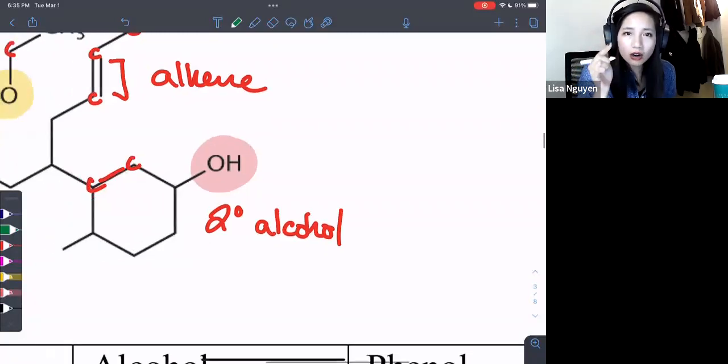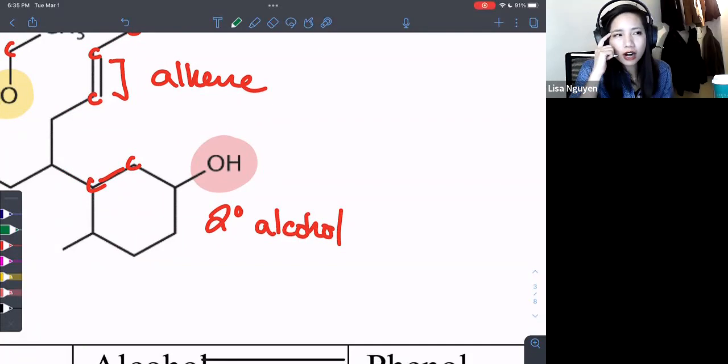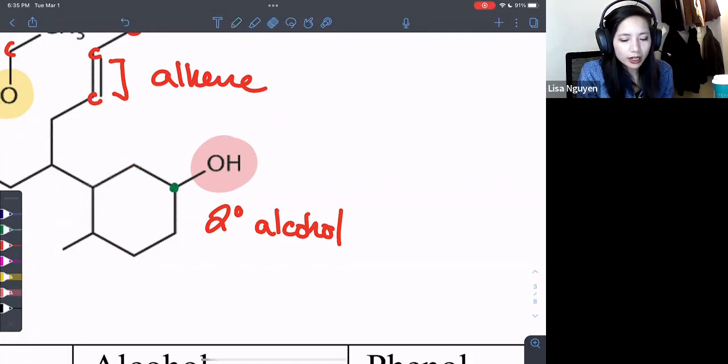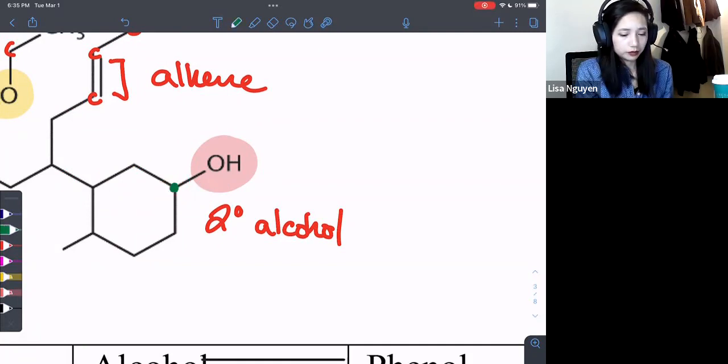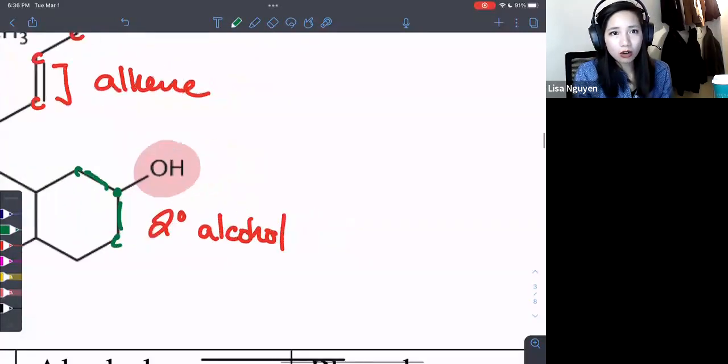All right, so alcohols, we have an OH. To figure out whether it's primary, secondary, or tertiary, you want to look at what is attached to the carbon that the OH group is attached to. I see that this carbon is attached to 2 other carbon atoms, so that's what makes it a secondary alcohol.